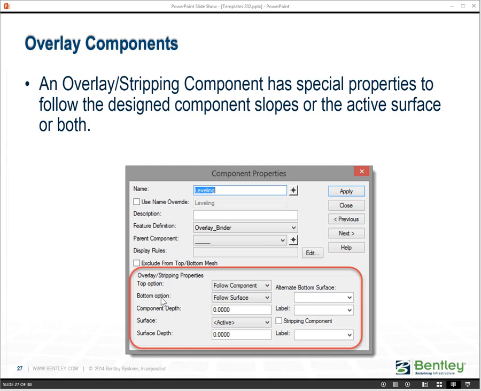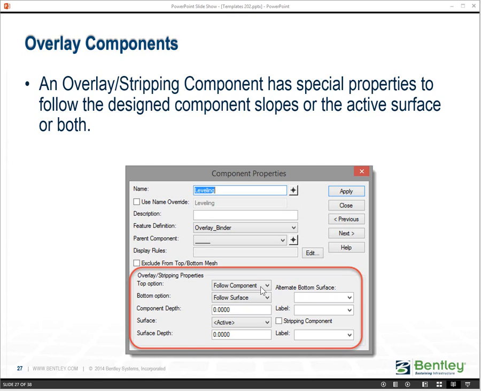The top will have the ability to follow component, and that is one particular term that you may find confusing. Another way to think of follow component means to follow what you draw. So just remember, I want to follow what I drew originally when I created the component itself. So for example, if I drew 12 feet at minus 2%, that is what I want the top to follow, the 12 feet at minus 2%.